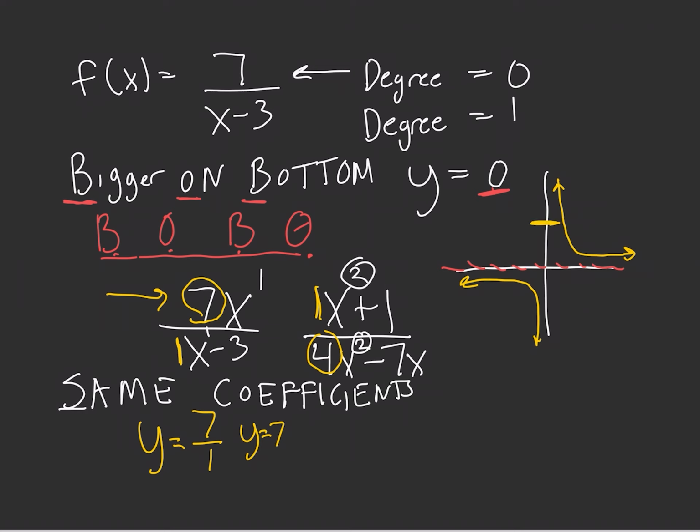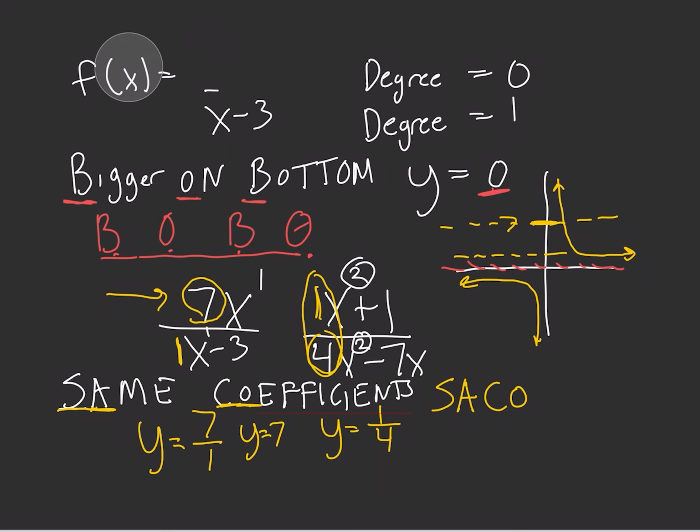So let's say it was up here, and this was a 7, there would be a horizontal line there. This one right here, where I have the 1 over 4, the horizontal asymptote would be y equals 1/4, and then I would draw a horizontal line through 1/4. So if we have the same degrees, we use the coefficients. SACO, same, use the coefficients, is a way to remember that one.